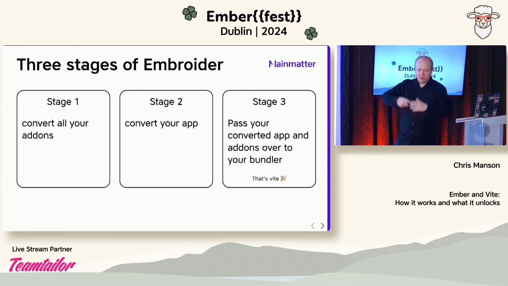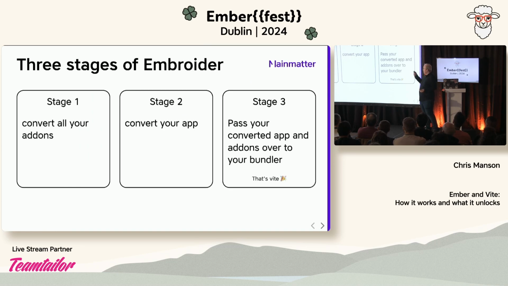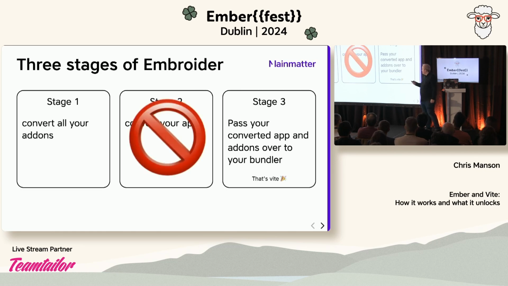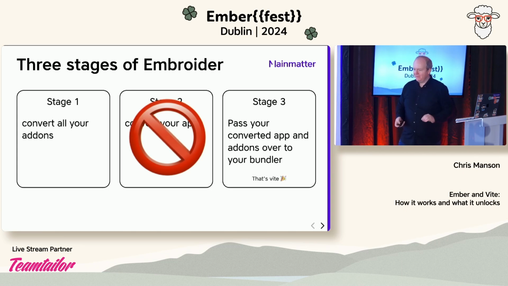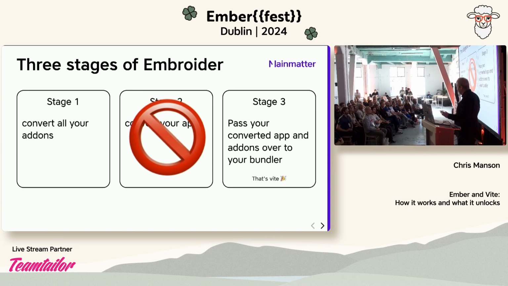This is kind of a rough overview of what Embroider is doing. We have 3 stages. Stage 1, convert all your add-ons: take all your V1 add-ons, your classic add-ons, upgrade them to V2, convert your app code, and then pass it on to the bundler, so Vite. This entire stage in the middle is essentially gone away. We don't point Vite at a rewritten app anymore. We point Vite directly at your code, which is pretty cool. So, if that doesn't feel like a victory lap, that's kind of what I was going for.